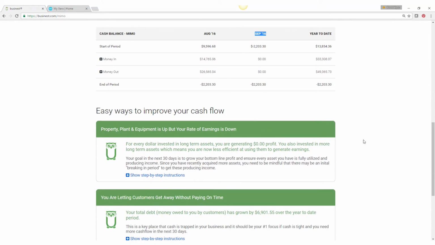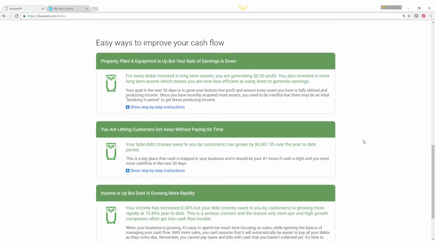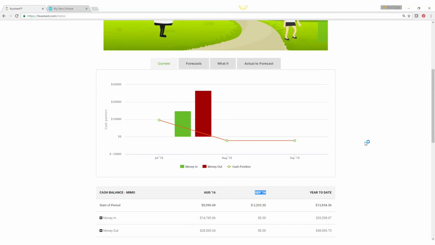The next most important thing that you're going to see on your cash flow dashboard is the easy ways to improve your cash flow. So unlike a lot of dashboarding tools that are on the market, they will tell you that yes, you have a cash flow problem. But what they don't do is teach you or show you how to fix it.